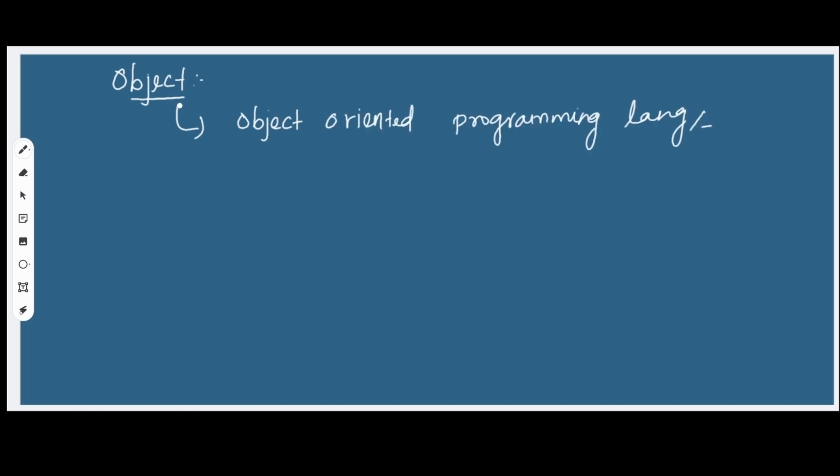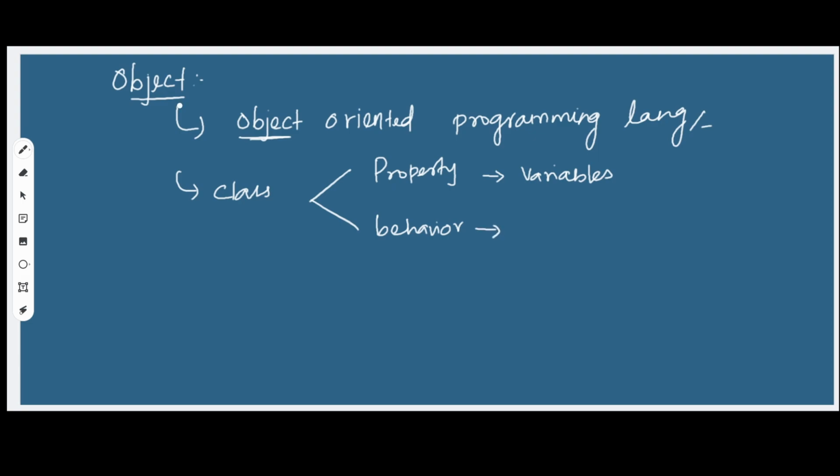So what is an object? We all know Java is an object-oriented programming language. Now we have to understand what an object is. In the previous video, we discussed class. The class will have two entities: one is property, and another is the behavior of that property. We can say property means variables, and behavior means methods. This is what we discussed in the previous video.